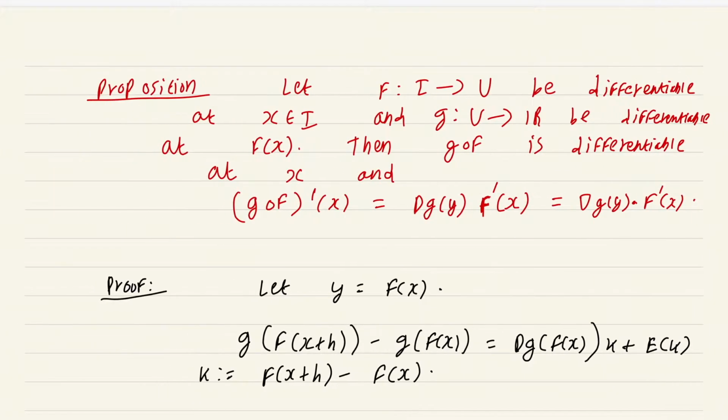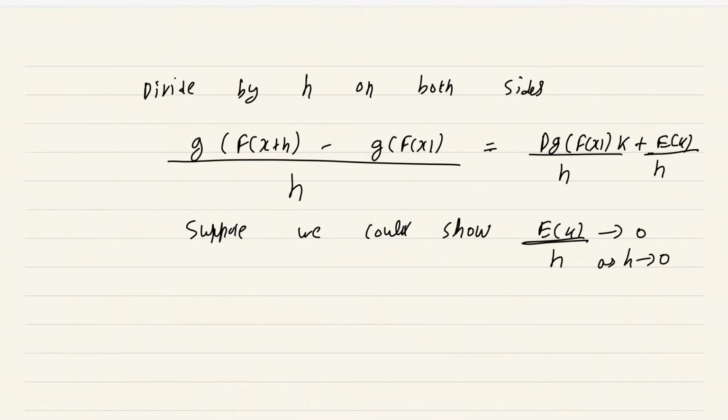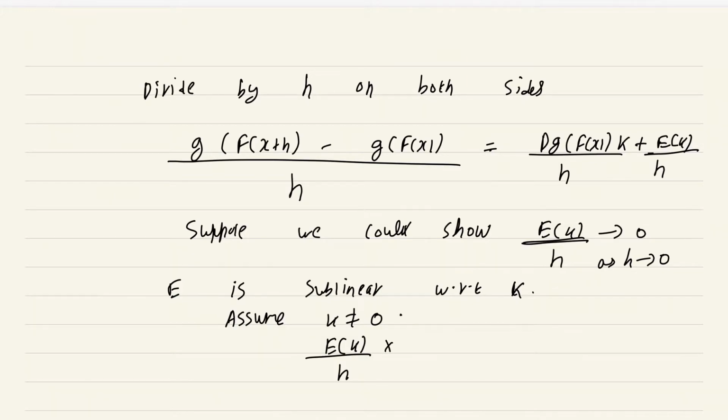Now observe that this function e was coming from the definition of the derivative of g, so e is sublinear. Okay, so e is sublinear with respect to k, remember that. Okay, so now assume k is not 0 for the time being. You will understand why I'm making this assumption. So we want to do e(k) by h. So what you do is you multiply and divide by norm k.